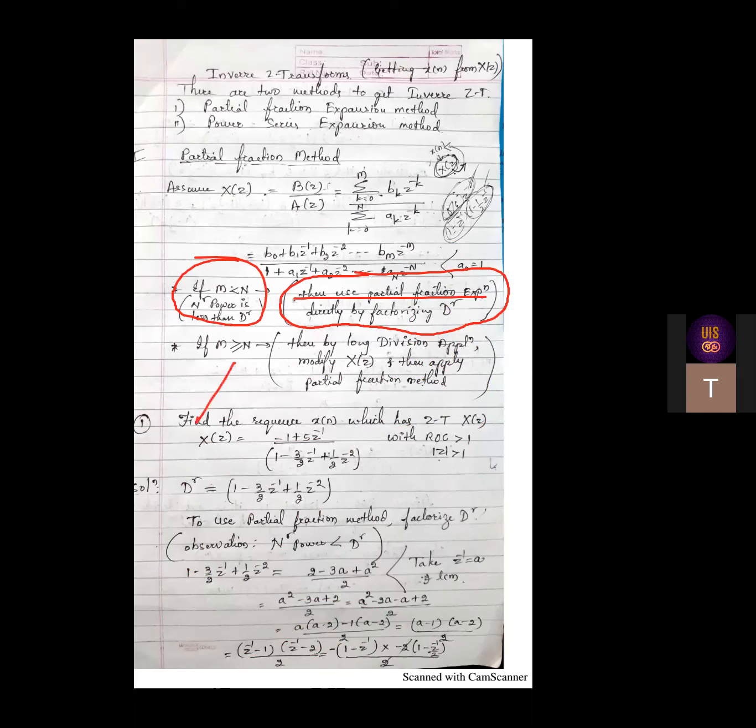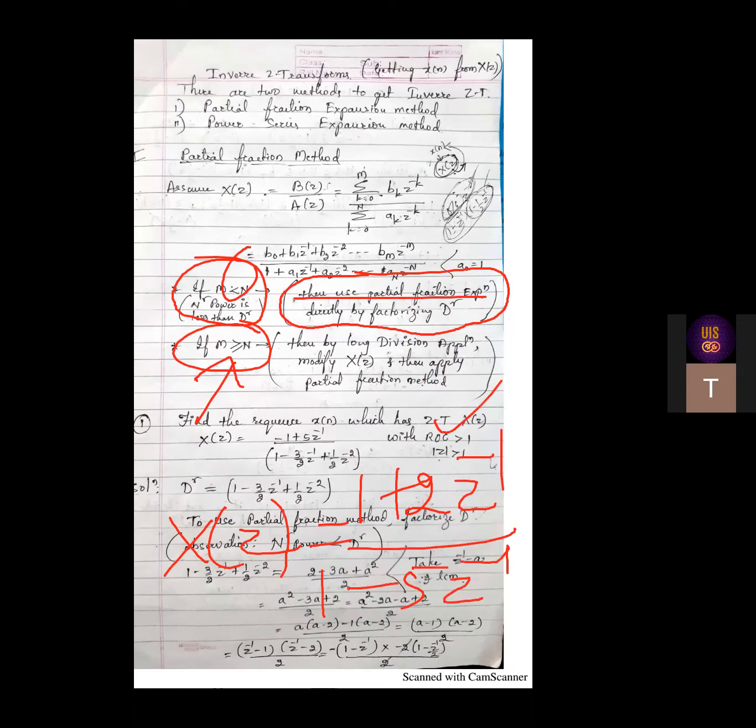Now the second condition, obviously less than is over. So what is the second condition remaining? Either greater or equal. So suppose that second condition exists. Suppose you have X of z, which is say 1 plus 2z inverse divided by 1 minus 5z inverse, something like this. Both powers are equal, 1 and 1. Or this is say square and 1. Numerator power is 2, denominator power is 1. So in both the cases, second condition applies.